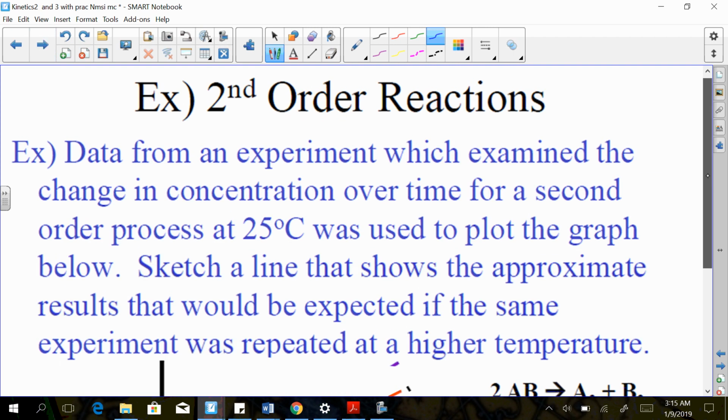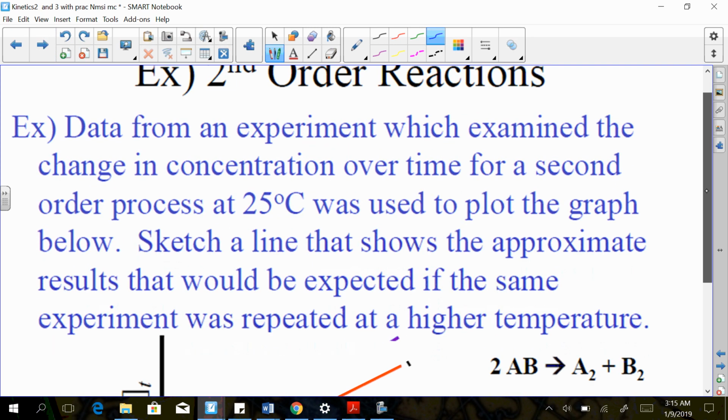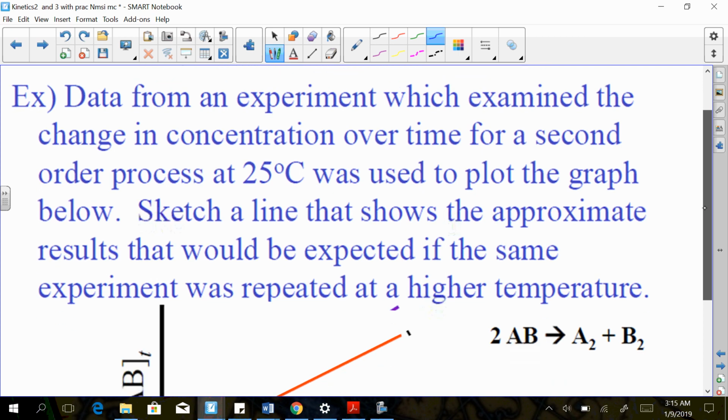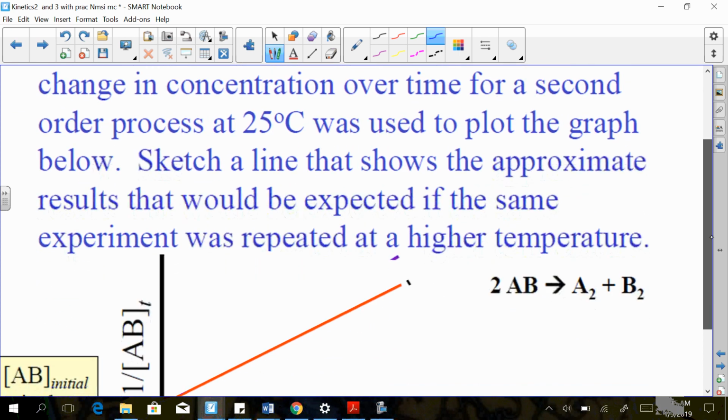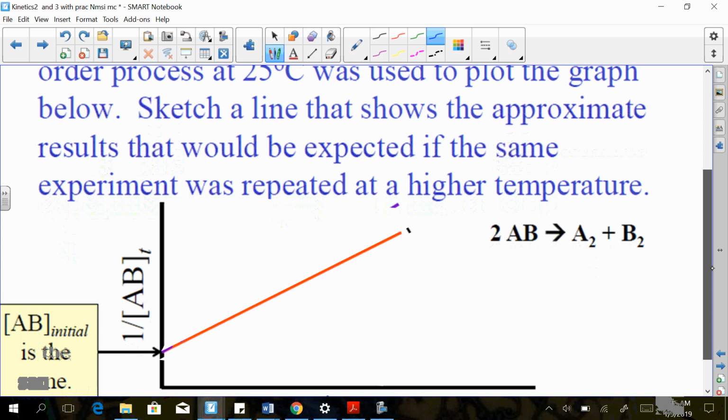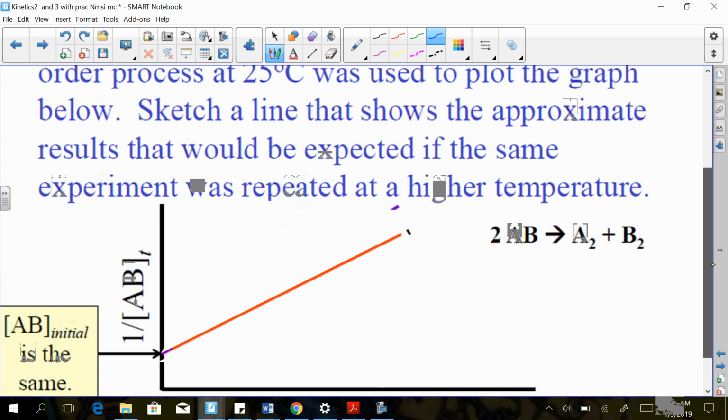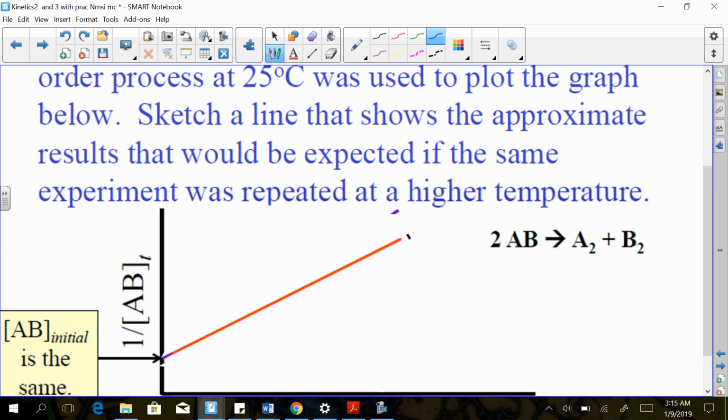Okay. So here we go. Data from an experiment. Examine the change in concentration for a second order process. Sketch a line that shows the approximate result that would be expected if the same experiment was repeated at a higher temperature.